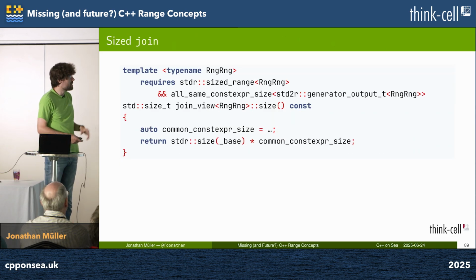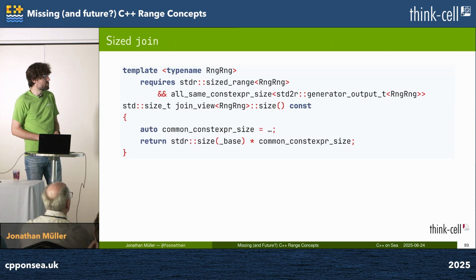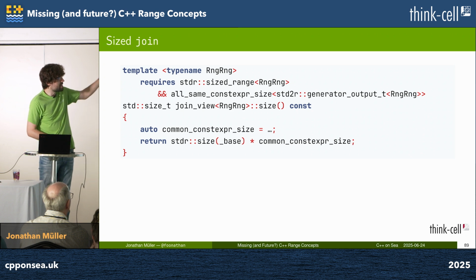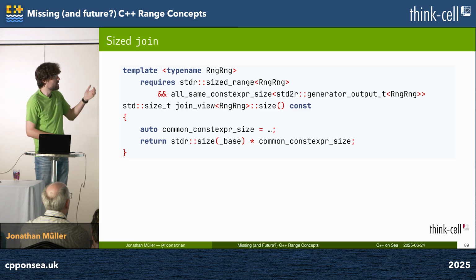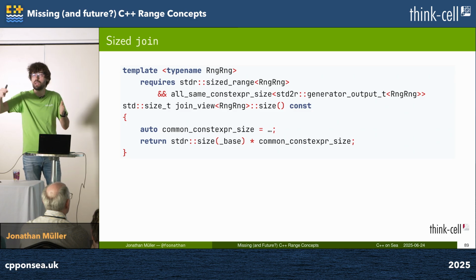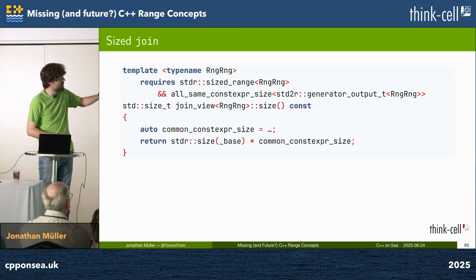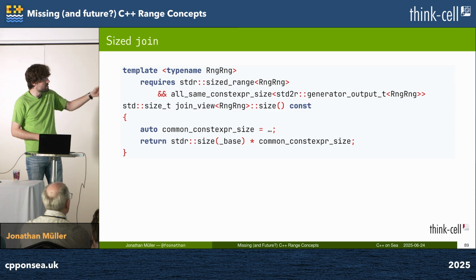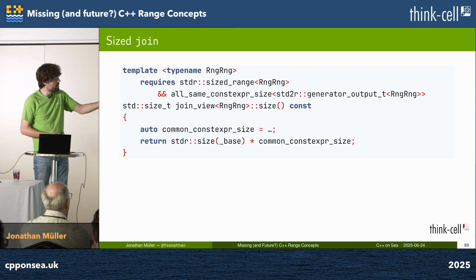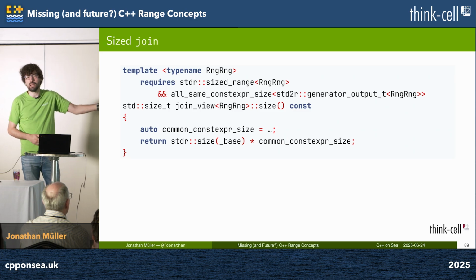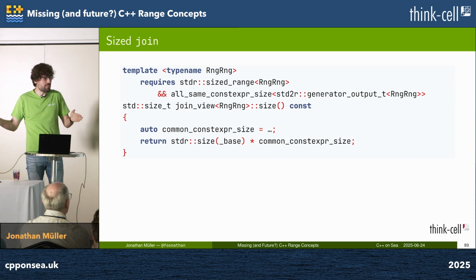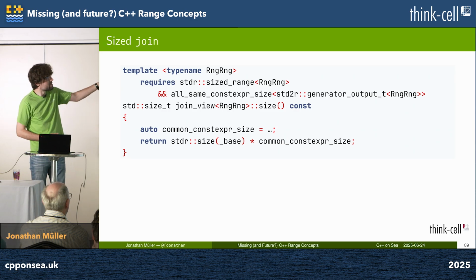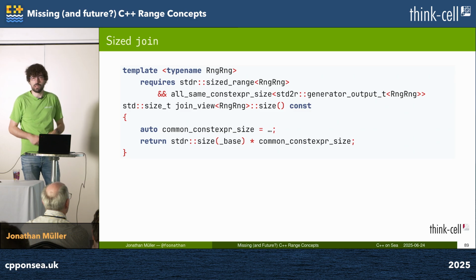So previously, this was the implementation of join with size. So if you're having a sized outer range, and each inner element of the range has the same constexpr size, so if you're having a join of, like, a range of std arrays of size 3, then we can make join view compile time sized, or sized in general, by just taking the size of the outer range and multiplying it with a constant. Right? If they have different sizes, we have to add them all up. But if we know at compile time they all have the same size, we can just multiply them together.